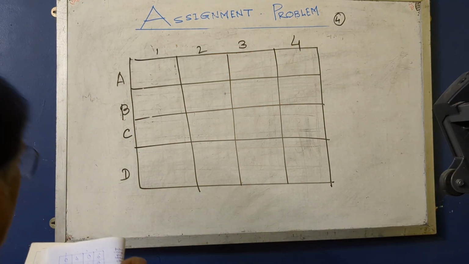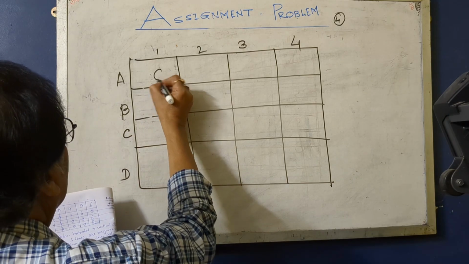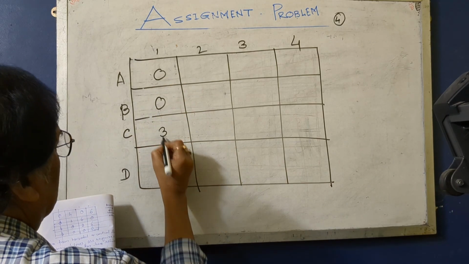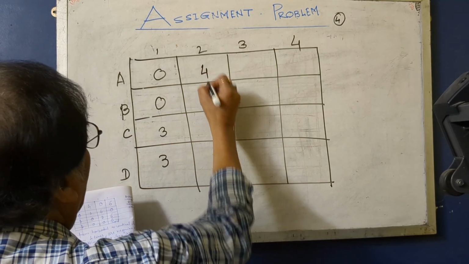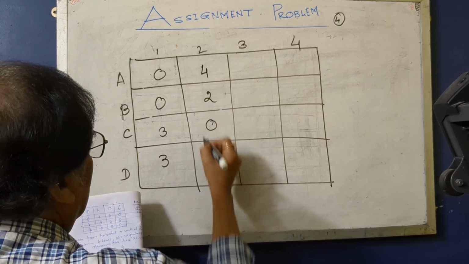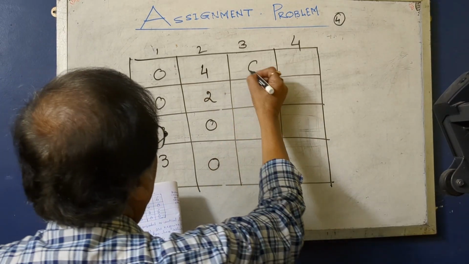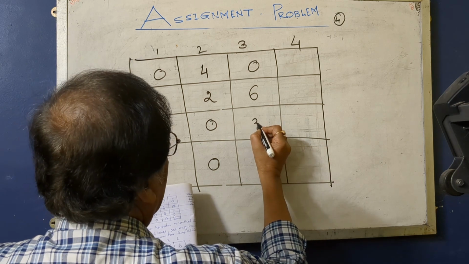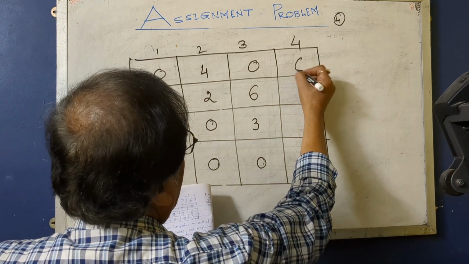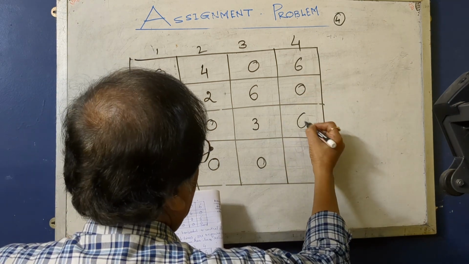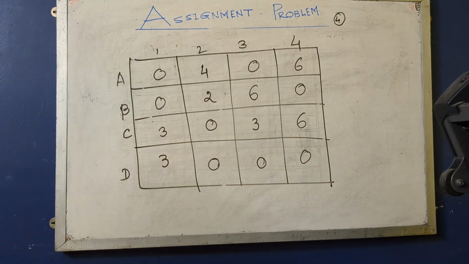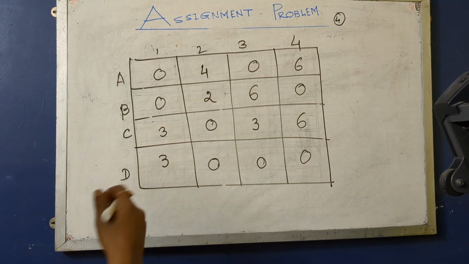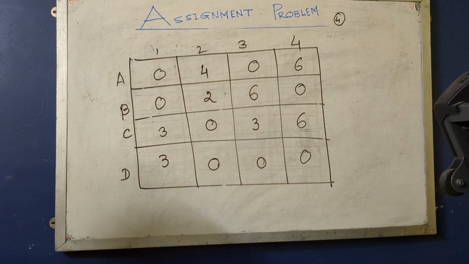I am writing it fresh: 0, 0, 3, 3, 3, 3, 4, 2, 0, and 0. 0, 6, 3, and 0. 6, 0, 6, 0. This was the table. Now I am going to start allocation. How will you allocate it?